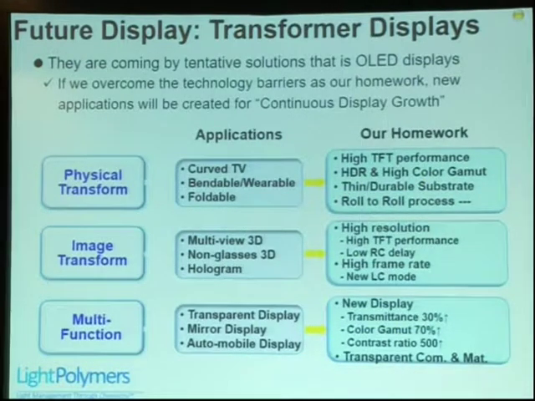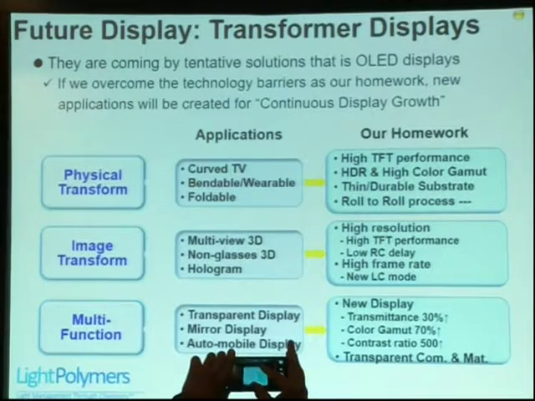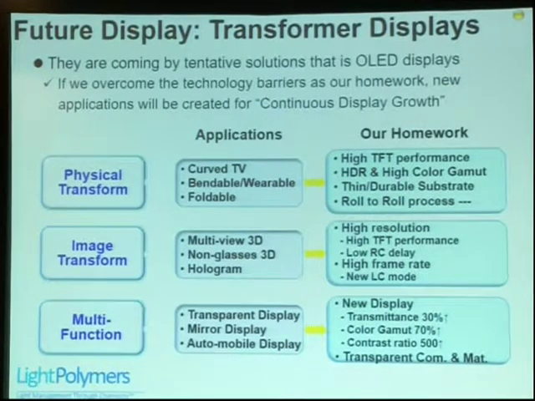So now I want to go to the future display, which will be a transformed display. I already mentioned it in the beginning. They are coming with a tentative solution that will be the OLED display. The physical transform applications are the curved TV, bendable, wearable, foldable. Image transform is the 3D display, hologram. In the case of multifunction application, the transparent display, mirror display, automobile display.